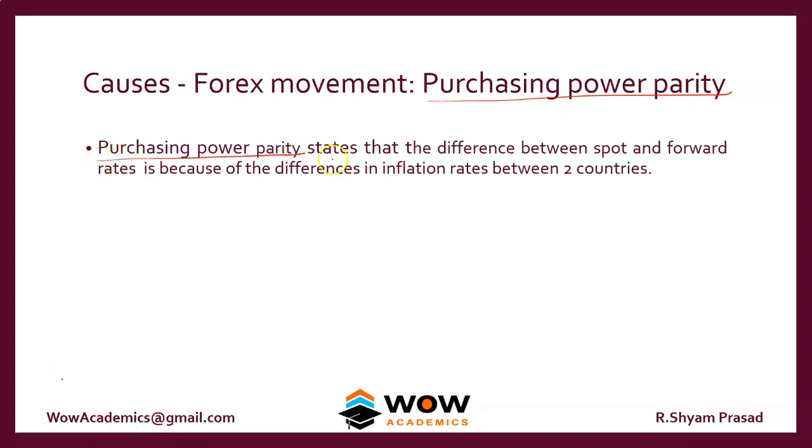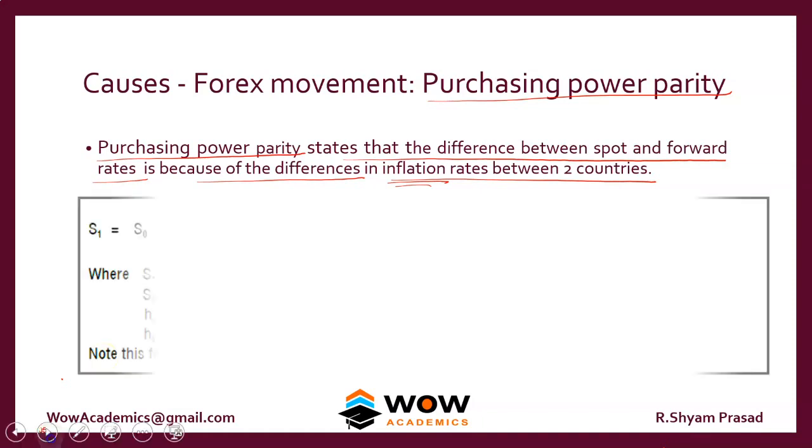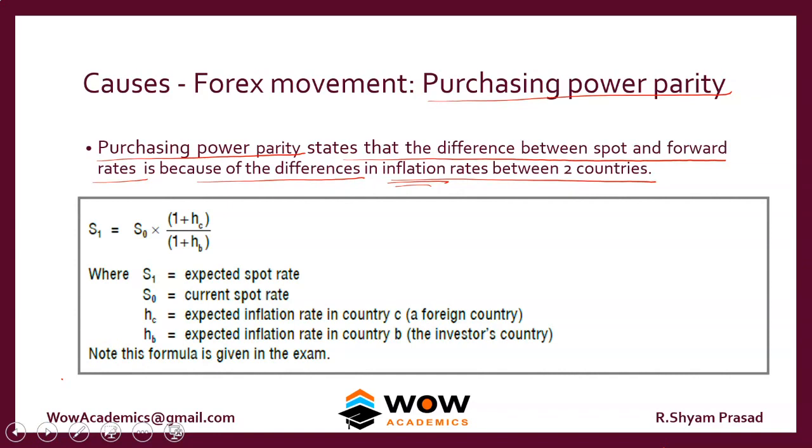Purchasing power parity states that the difference between the spot and forward rate is because of the differences in inflation rate between two countries. Okay, so in the earlier method, we found that interest rate was the reason for the movement in forex, but now we have come to the second theory, where it states it is the inflation rate which is the cause for the forex movement.